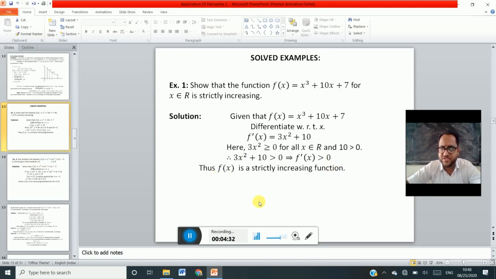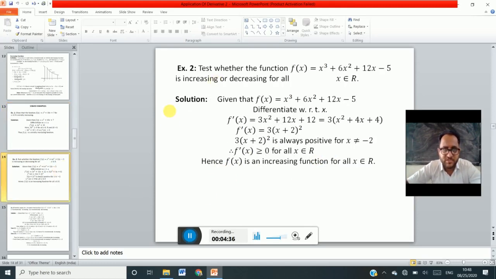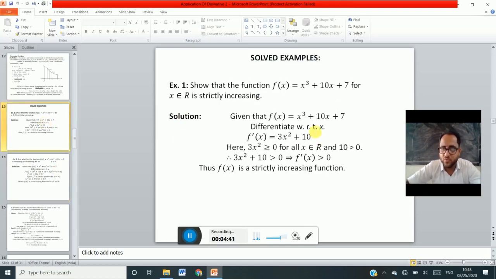Understand? Very easy examples, but try to understand them, because there is a little confusion when we have to consider whether a function is decreasing or increasing. First of all, we find the derivative, then we have to write whether the function is increasing or decreasing, that is, whether it is greater than 0 or less than 0.